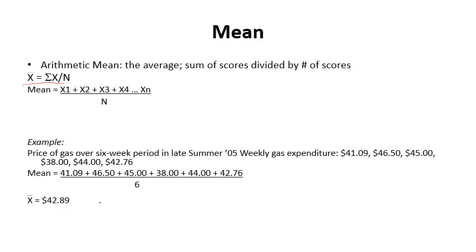Example here, just the price of gas over a 6-week period. Each week's gas price was calculated, and then we look at, well, what is the average weekly gas price? Add all those together, divide by 6, and you get a mean of 42.89.